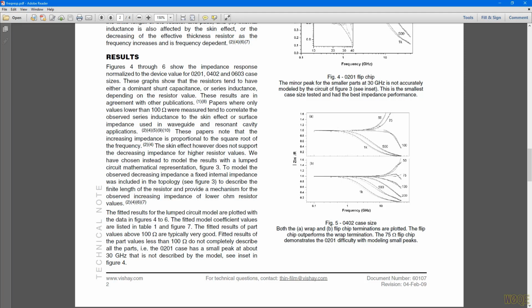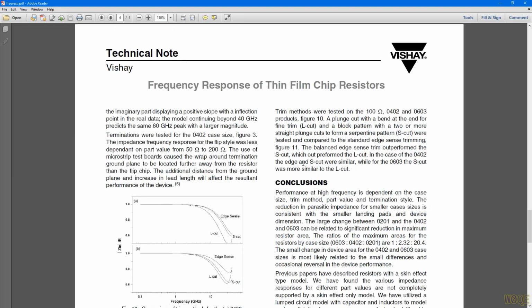And these show components less than 100 ohms being typically inductive as you go up in frequency, and these show components higher than 100 ohms being capacitive as we go up in frequency. Again, 100 megahertz is way down here, and all these parts are looking pretty good. We can also see a couple other things real quickly.